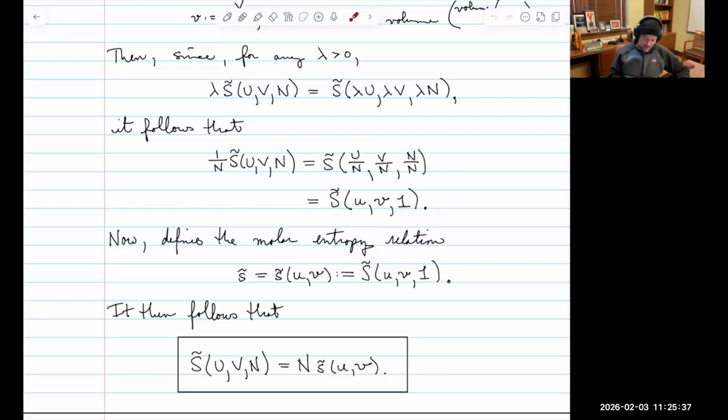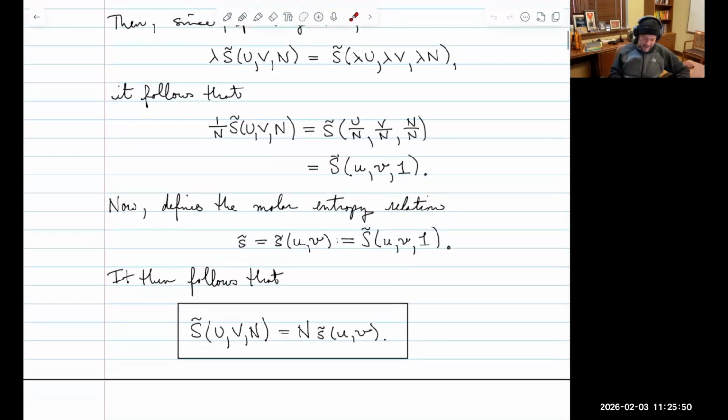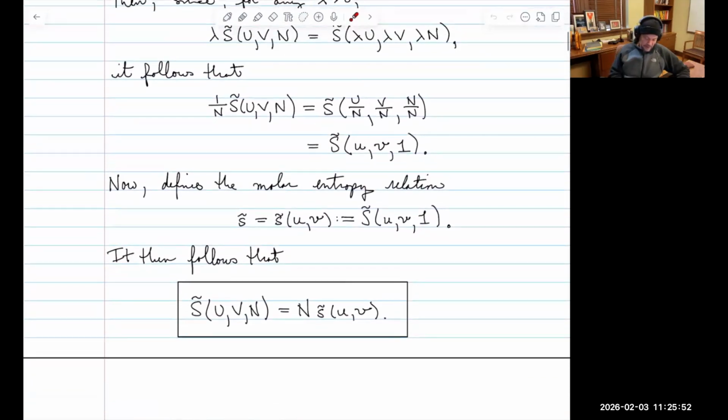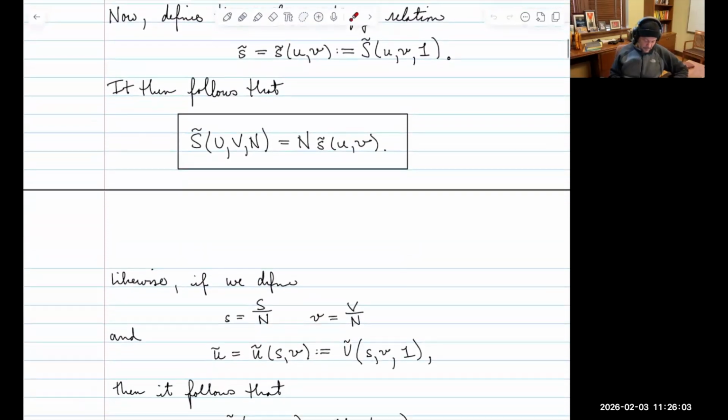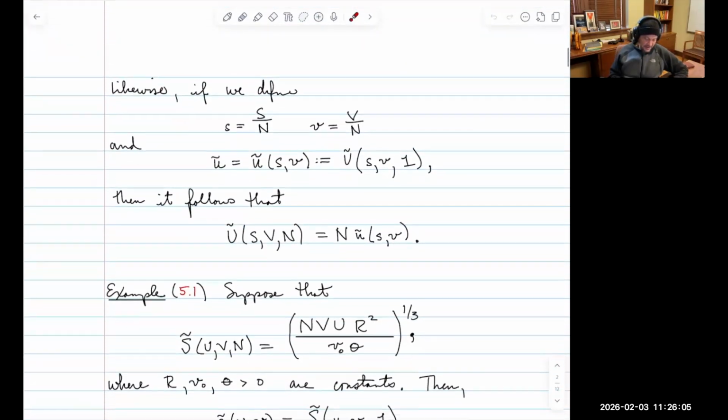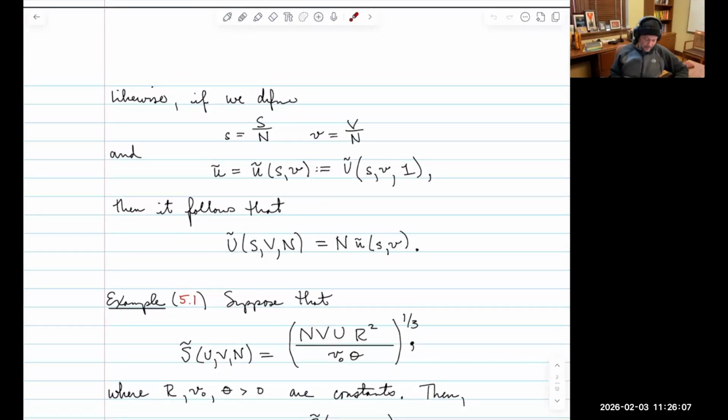All right, so now this is a particular function, and I'm going to give it a name. I'm going to call it lowercase s. And of course, it's only a function of 2 variables, u and v. That's exactly how I define this lowercase s variable. But it follows very quickly from this relationship and the definition of my lowercase s variable that I have this relationship. Very simple conclusion there.